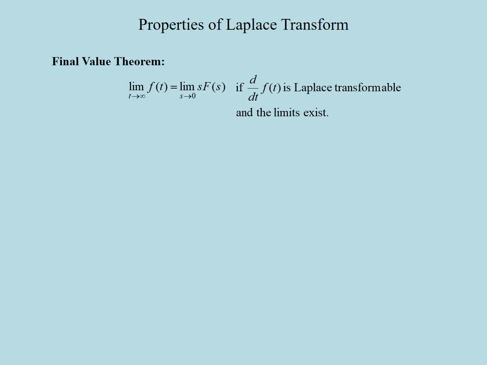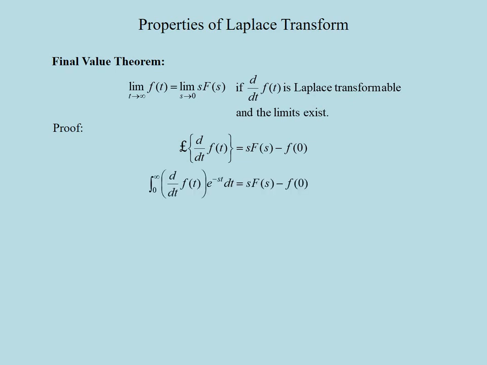Here we assume that the derivative of the function is Laplace transformable and the limits on both sides exist. So the theorem itself does not guarantee the existence of the limits, but is valid if the limits exist. To prove the theorem, we recall the differentiation property of Laplace transform.